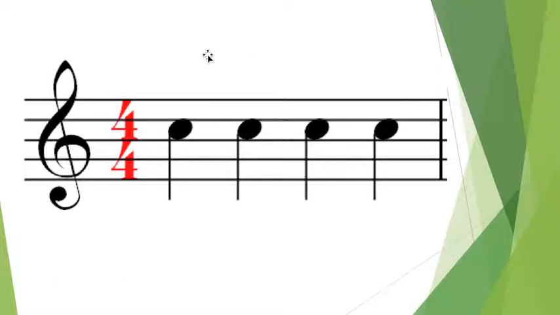Now if we were going to play this, we would either count them as 1, 2, 3, 4, all evenly spaced as I just said them, or we use the syllable ta. So to play this, I would say ta, ta, ta, ta, all even.